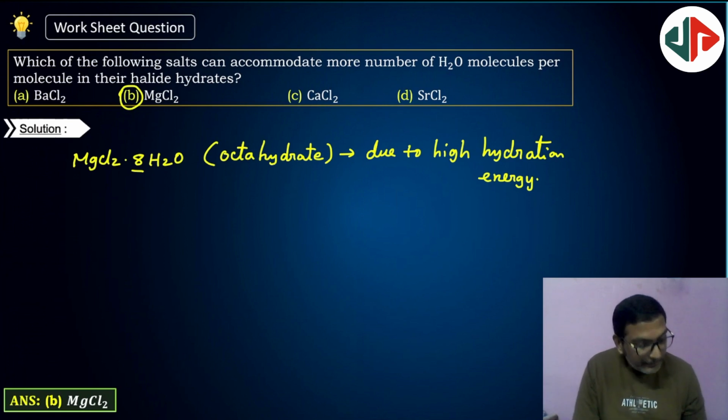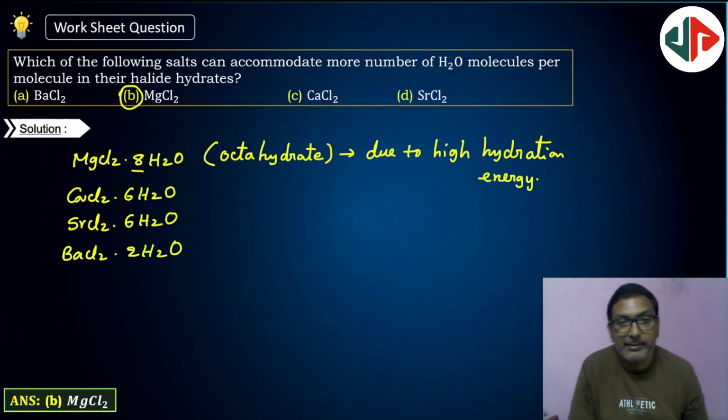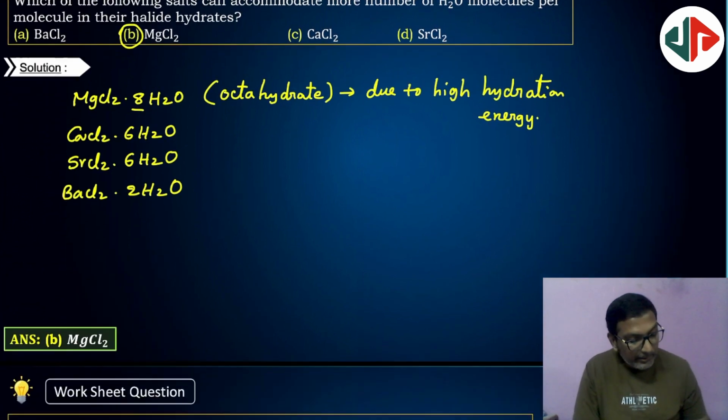CaCl2 can form 6H2O, hexahydrate. Strontium also 6H2O, but barium just 2H2O. Hydration ability down the group decreases due to decrease of hydration energy. Option B.